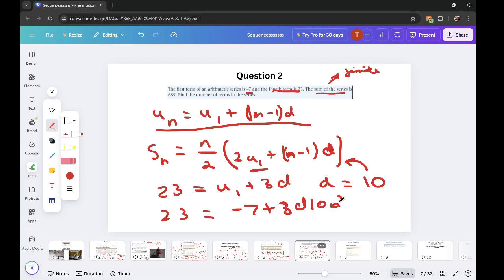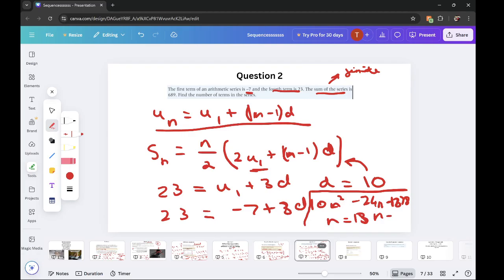10n squared minus 24n minus 1378. Now, just separate that off. Yeah, that's what you should be getting. So 10n squared minus 24n minus 1378. That's after you plug in d is equal to 10 and u1 is equal to negative 7. So now, using the quadratic formula or factorization, whatever you prefer, you can even put it into your calculator, you should get n is equal to 13.